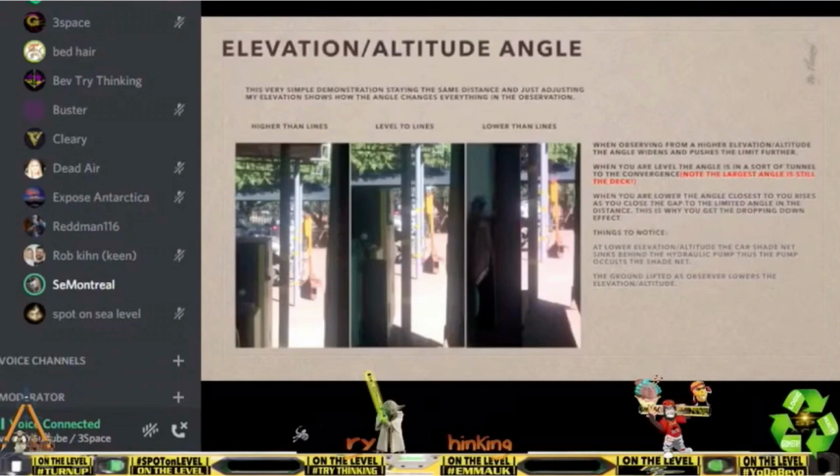The things to notice: at the low elevation altitude, the shade net sinks behind the hydraulic pump, and thus the pump occults the shade net. The ground lifted as you observed at a lower elevation altitude. So can you see from the first photo to the last photo how the shade net, which is further than everything else, dropped behind the hydraulic pump? Then the hydraulic pump was occulting the shade net.